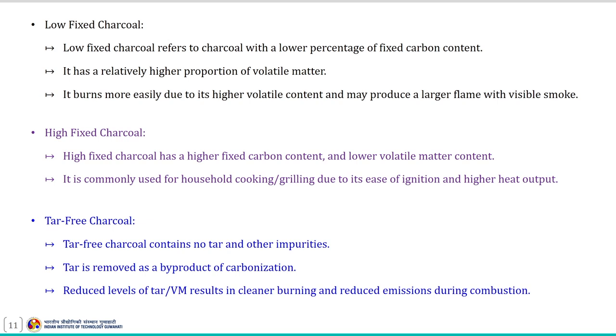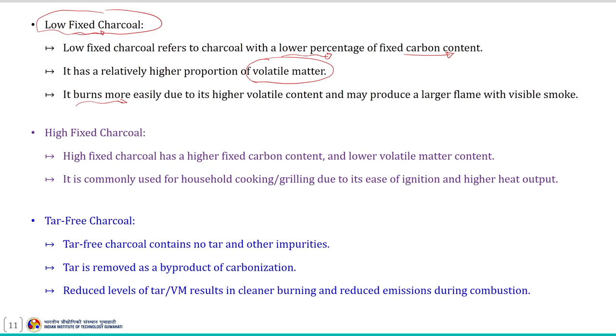So, if you recollect a few slides back, we discussed the low temperature carbonization, the moderate temperature carbonization, and then the high temperature carbonization. The product obtained during the low temperature carbonization, which is also known as low fixed charcoal, refers to charcoal with a lower percentage of fixed carbon content, and it has a relatively higher proportion of volatile matter in its composition, and it burns more easily due to its higher volatile matter content and may produce a larger flame with visible smoke as well.